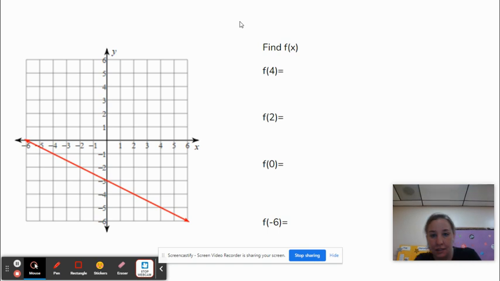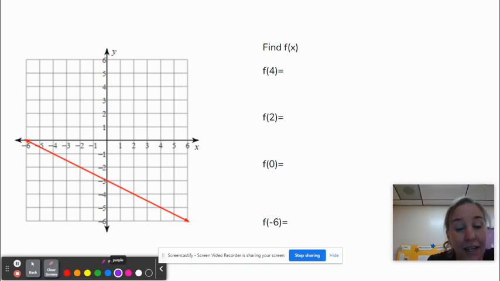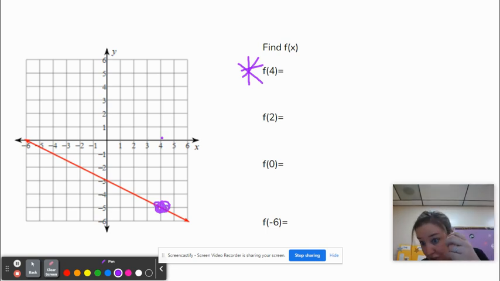It's basically saying, so right here where it says f of 4, what is y's value? What's the y value when x is equal to 4? So right here, what is f of 4? So you go over here where x is 4 and check it out right there. This red line is the function. So what's y? Y is negative 5.